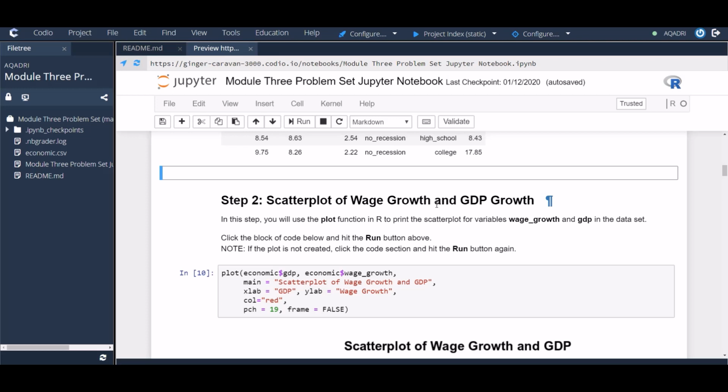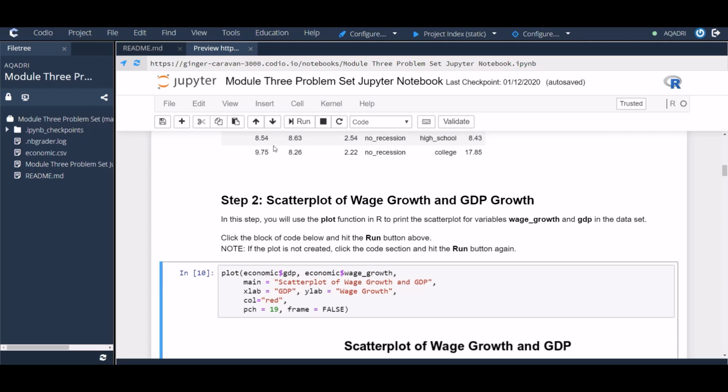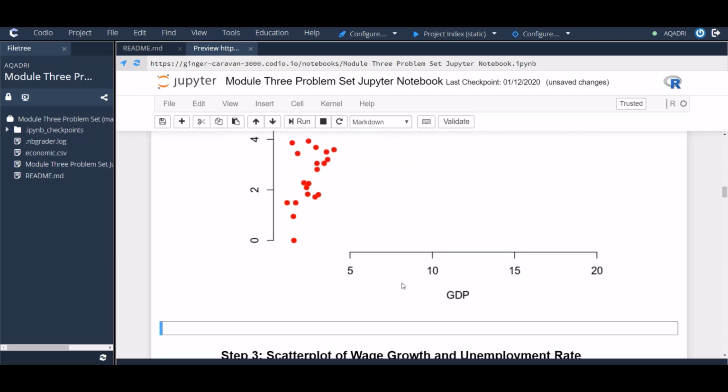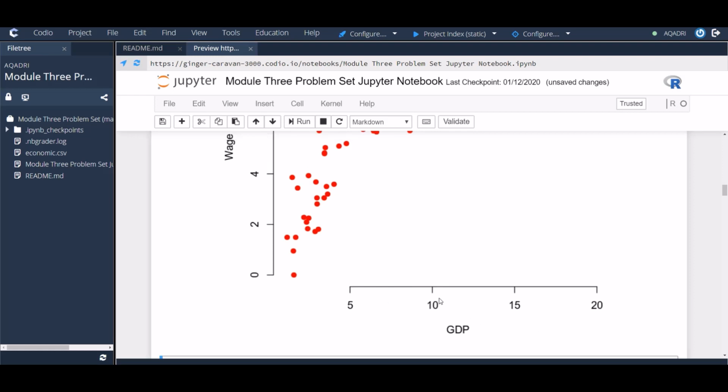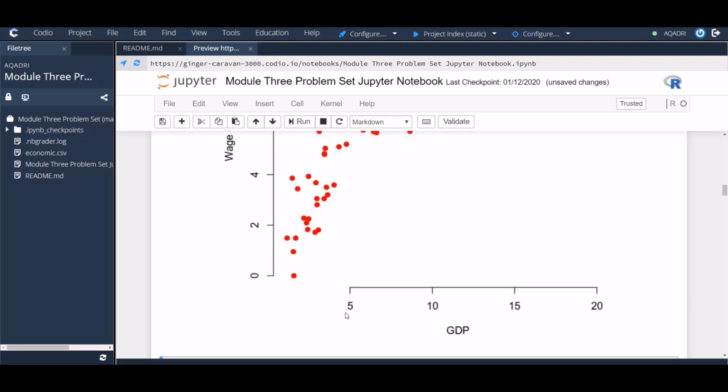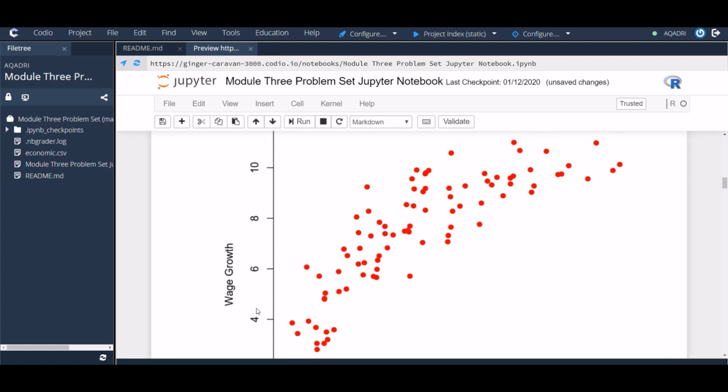actually be employed. Okay, so this scenario tells you that when GDP growth increases, you expect that the wage growth will increase. And so let's see if that's the case in this data set. So I'm going to print this scatter plot, and as you can see here, GDP is on the x-axis, wage growth is on the y-axis. That's because this is the response variable. This is your predictor. So as you can see, as GDP grows, wage growth increases.